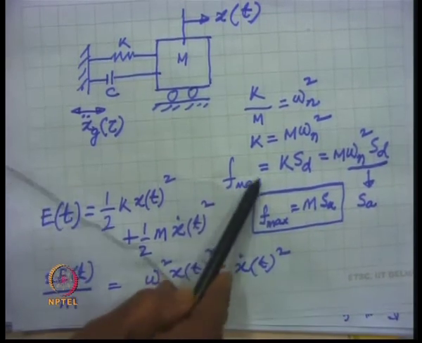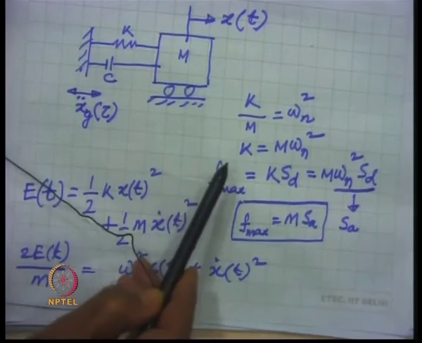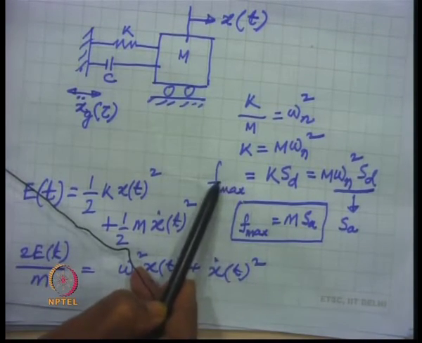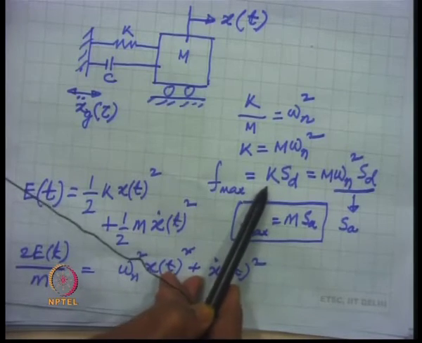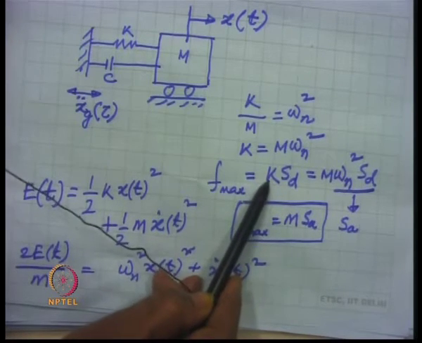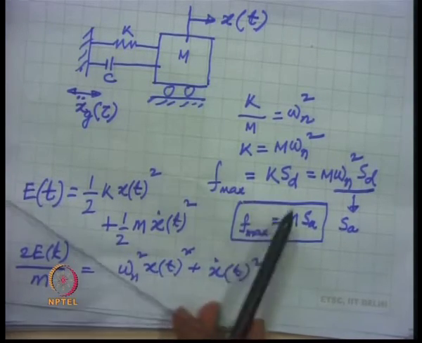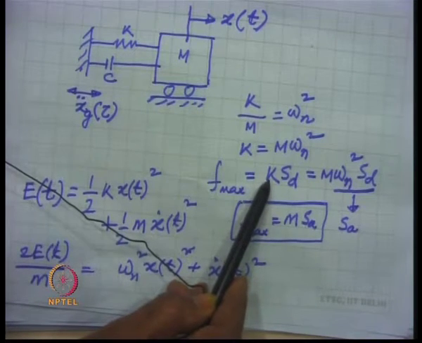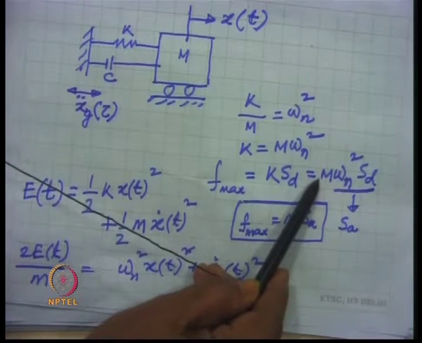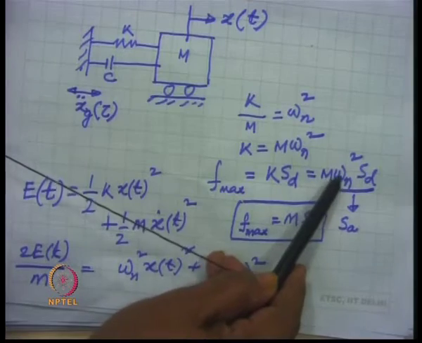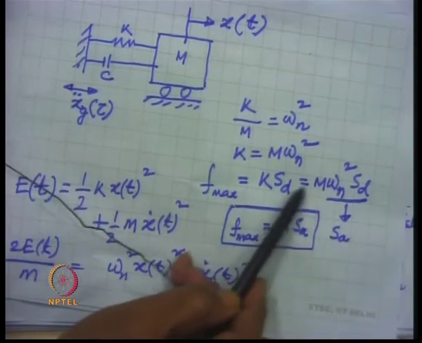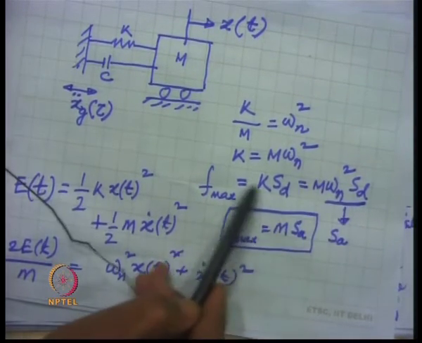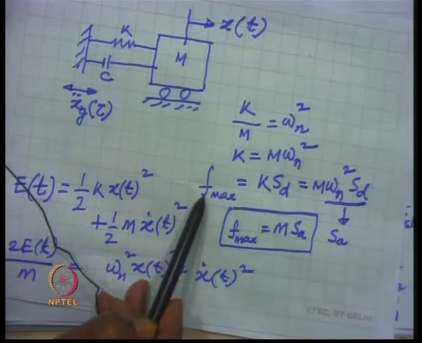Now, F max, the maximum force in the spring, will be given by the spring constant k multiplied by Sd, and if we substitute for k, that is m omega n square into Sd, that becomes the value of the maximum force.